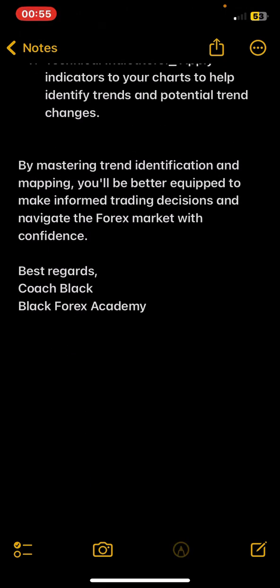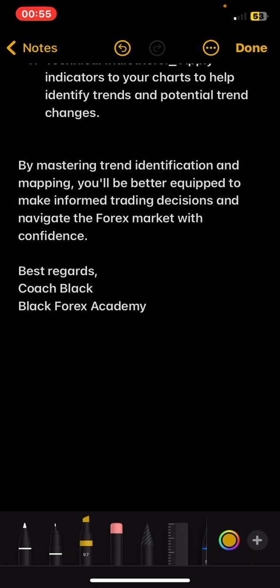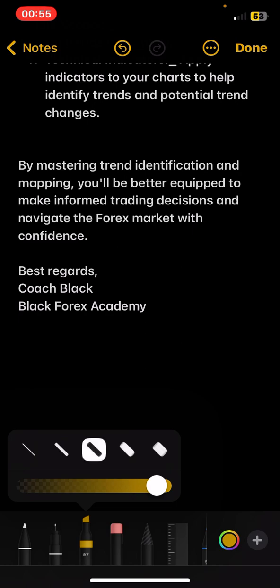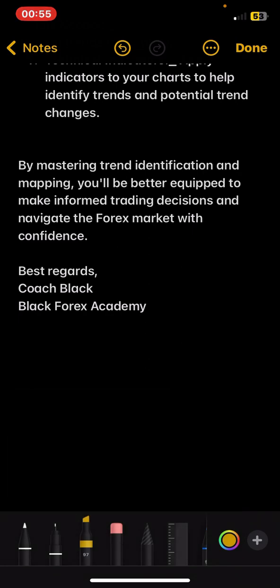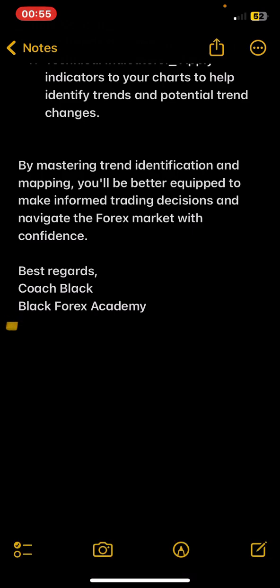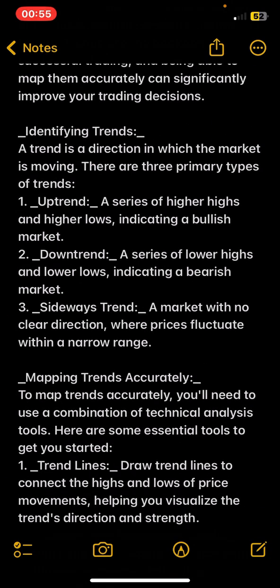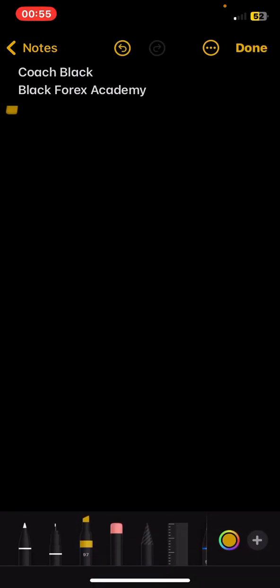Let's explain this trend graphically. Give me a second. Let's pick our pencil. Okay. All right. So now let's identify the first one, which is the uptrend. Because if you go down to the notes, you will see that our first primary type of trend is uptrend. So now let's dive into it. Let's identify an uptrend.